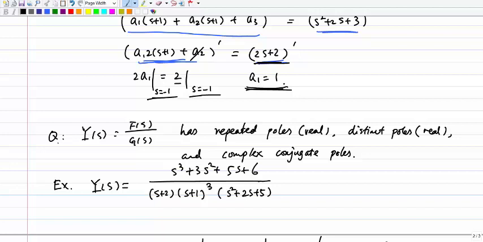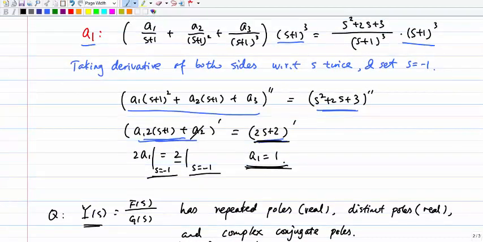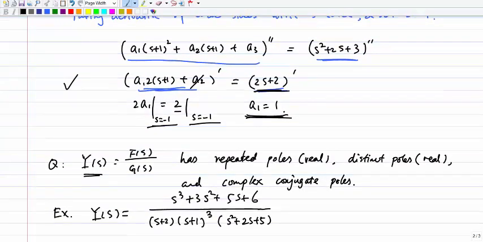For the general case, when Y is given by F of s, G of s, you can see what you want. Let me go back to this question first before I go to the general case. What if my Y(s) has repeated poles, and also distinct poles, and also complex conjugate poles? What's going to happen? I'll show you how we can do it.